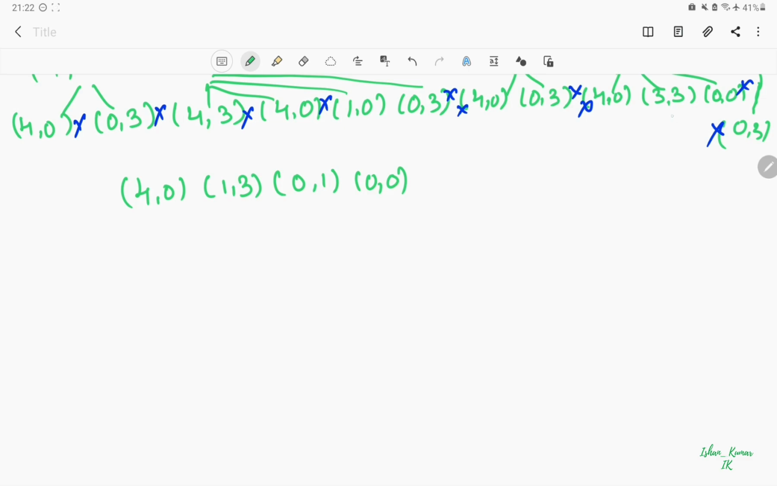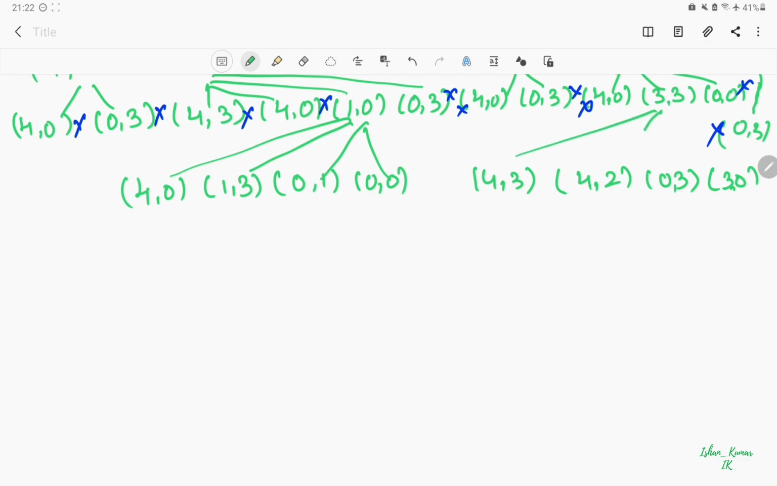Similarly, for 3, 3 on the right hand side, if we try to fill it, we will get 4, 3. Second, if we try to pour water from one jug to another, again 4, 2. Now, if we try to empty the jugs, we will get 0, 3 or 3, 0. So these are the possible states which we can get here.